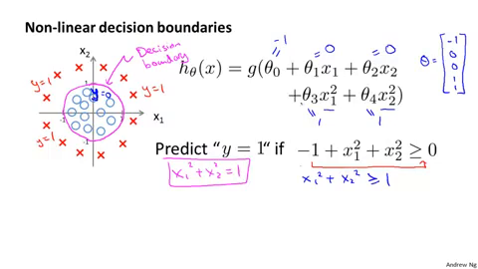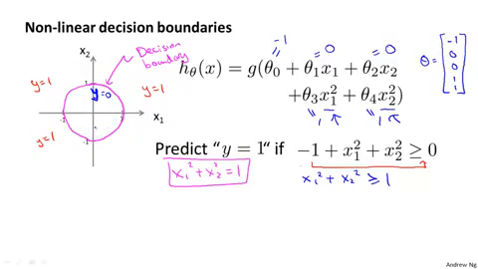So by adding these more complex polynomial terms to my features, I can get more complex decision boundaries that don't just try to separate the positive and negative examples with a straight line, but, in this example, a decision boundary that's a circle. Once again, the decision boundary is a property not of the training set, but of the hypothesis and of the parameters. So long as we're given my parameter vector theta, that defines the decision boundary, which is the circle.